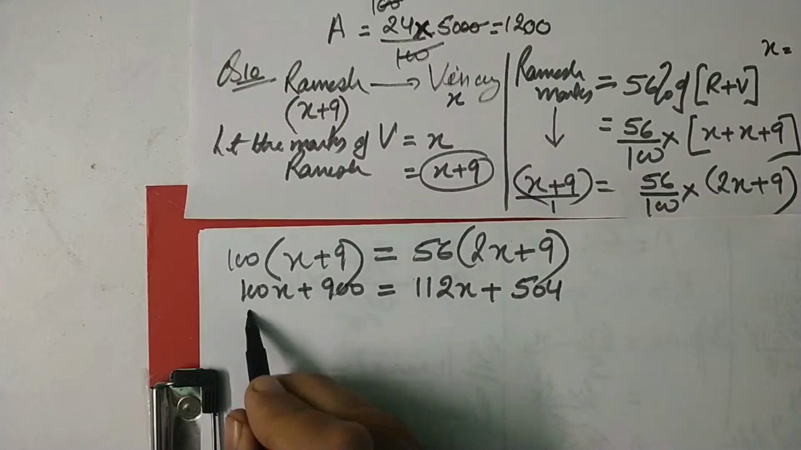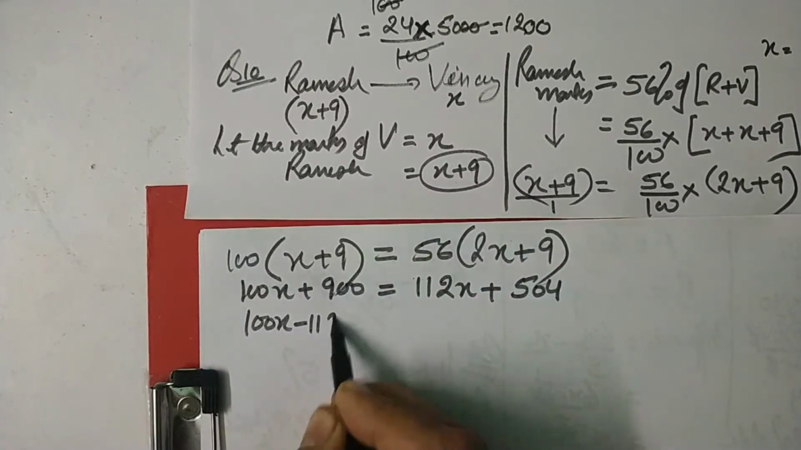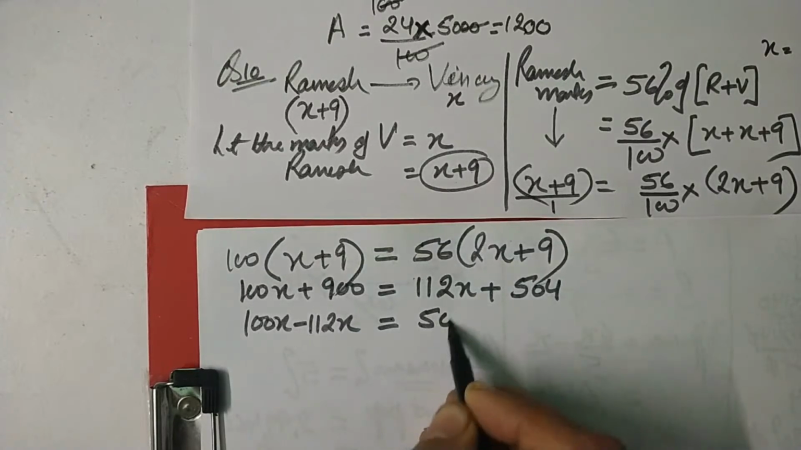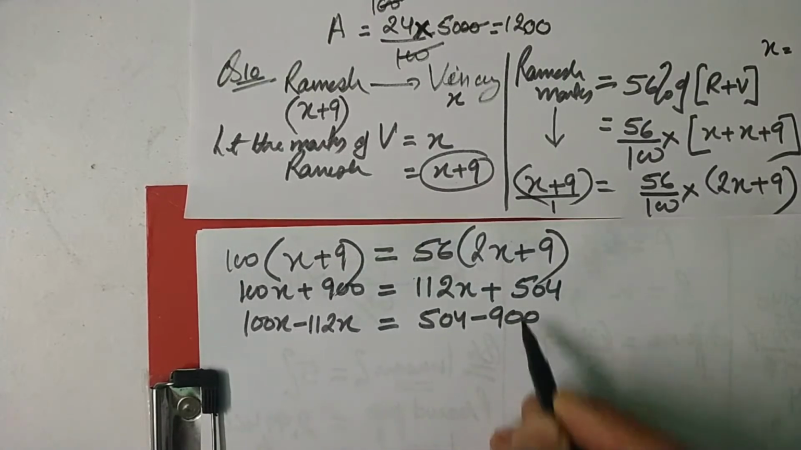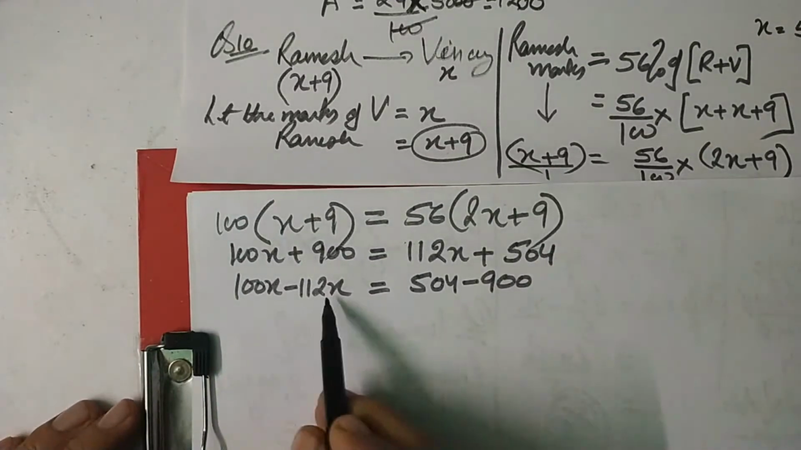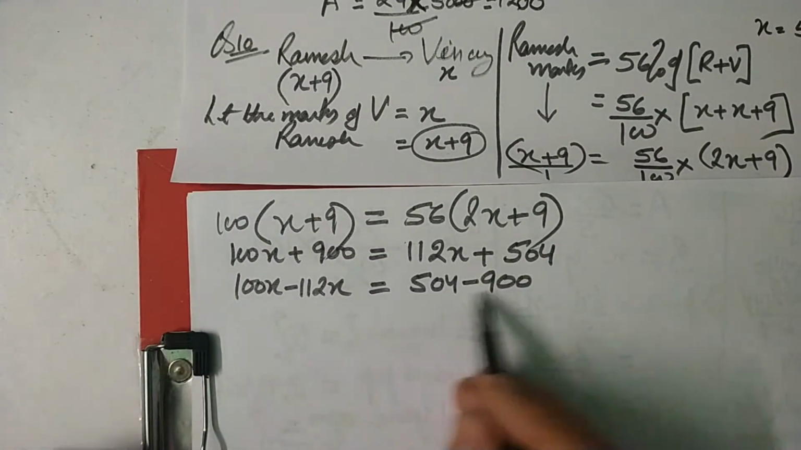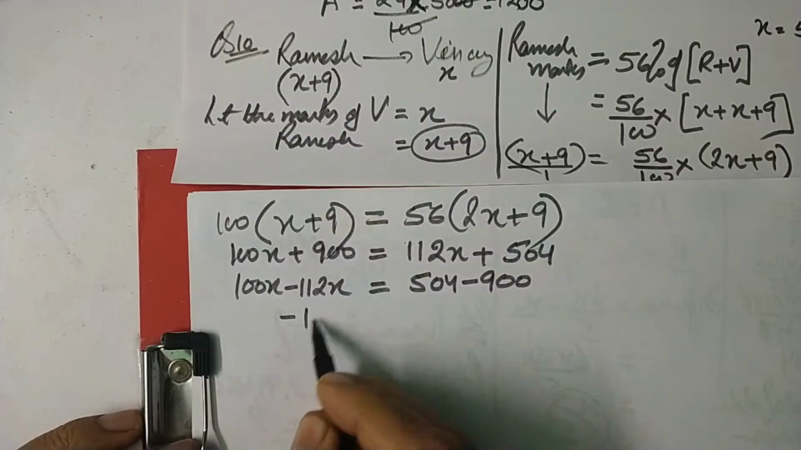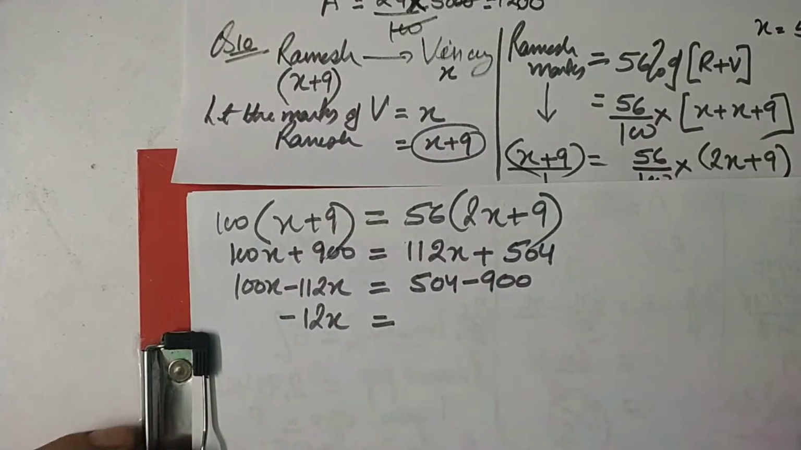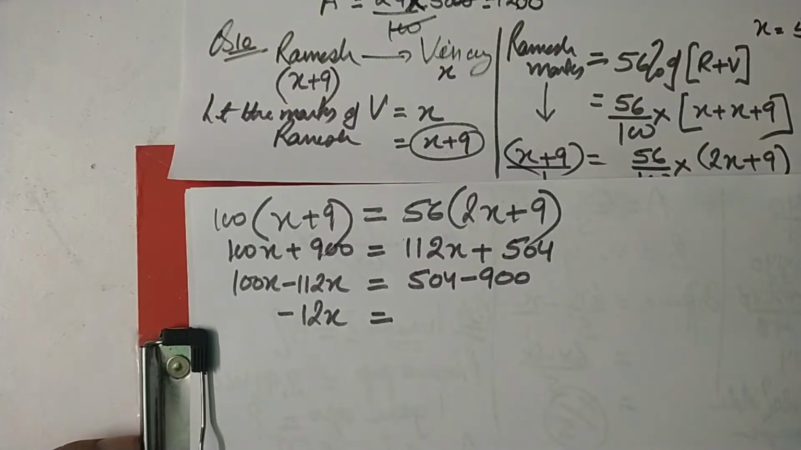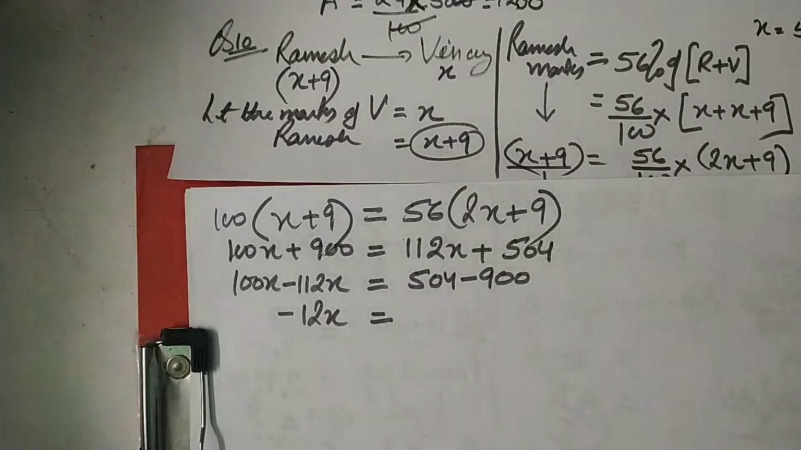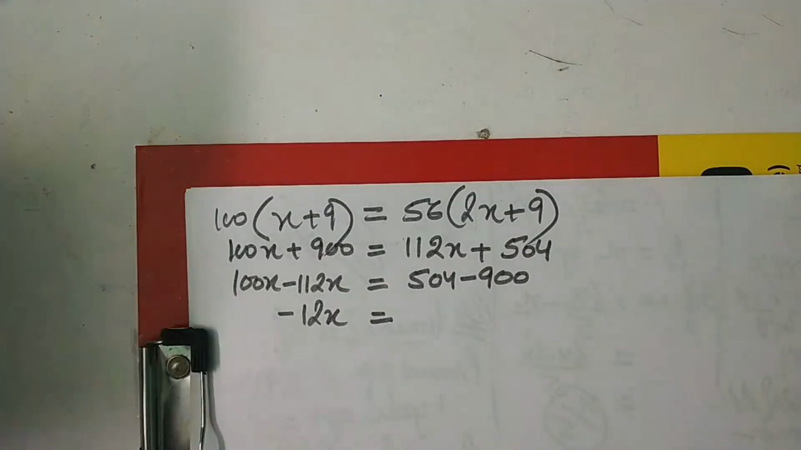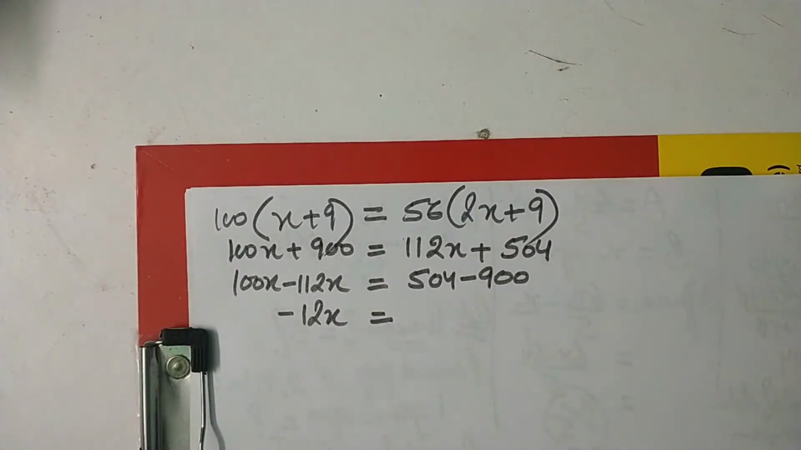Now simplify. 100x minus 112x is equal to 504 minus 900. Simplify by subtracting. This will give you the answer. What do you get? Minus 100 and 112 will become minus 12x. And what is the answer of the right side? Type the answer of right side. 504 minus 900. What will you get on the right side? Type the answer of right side.